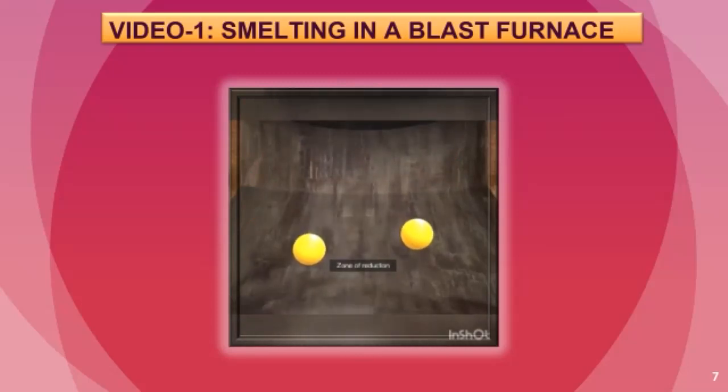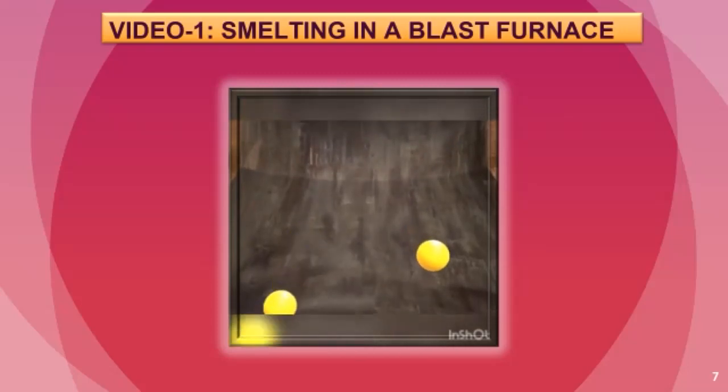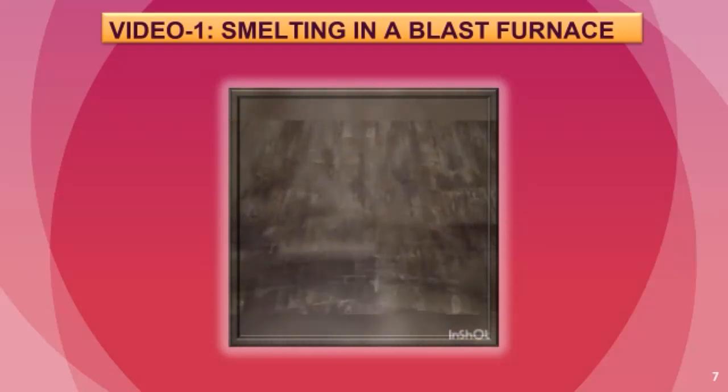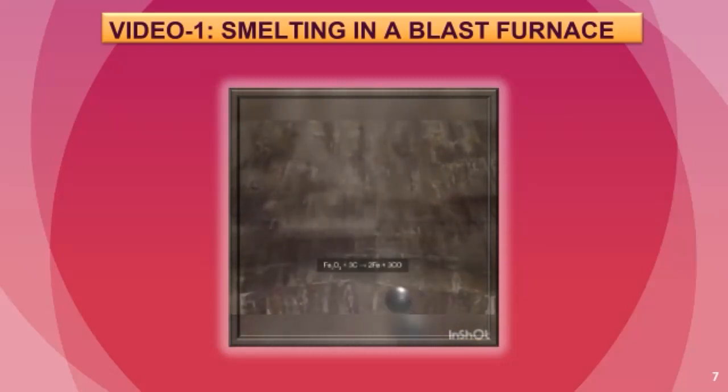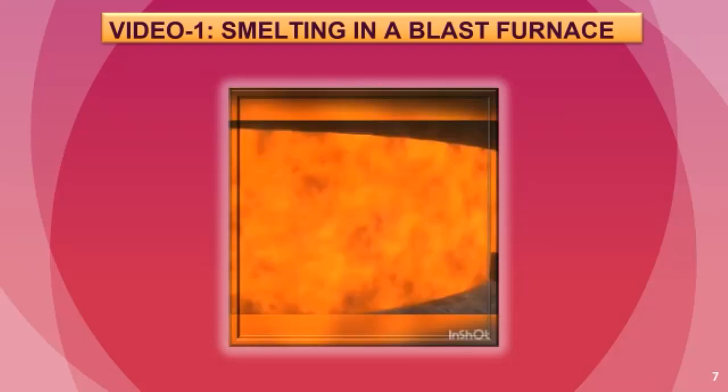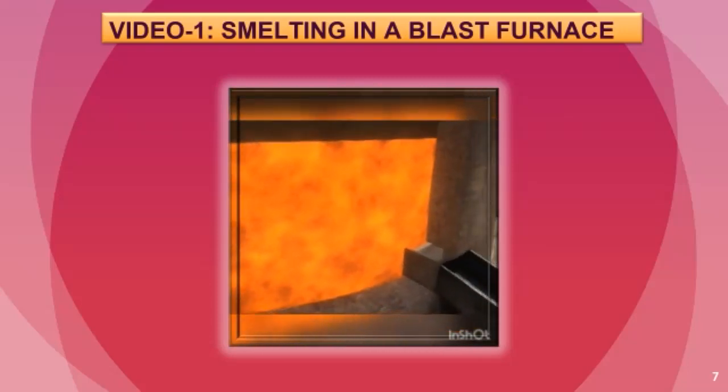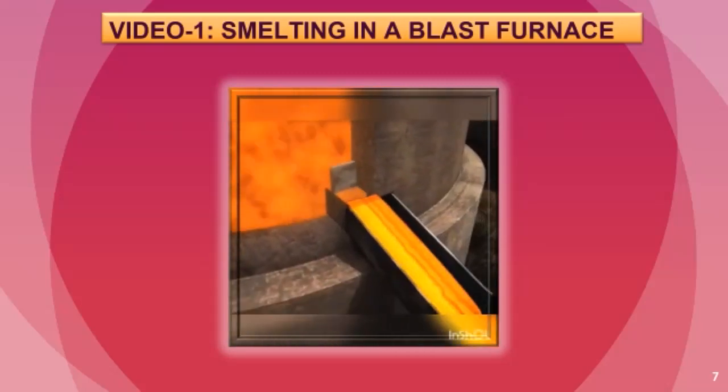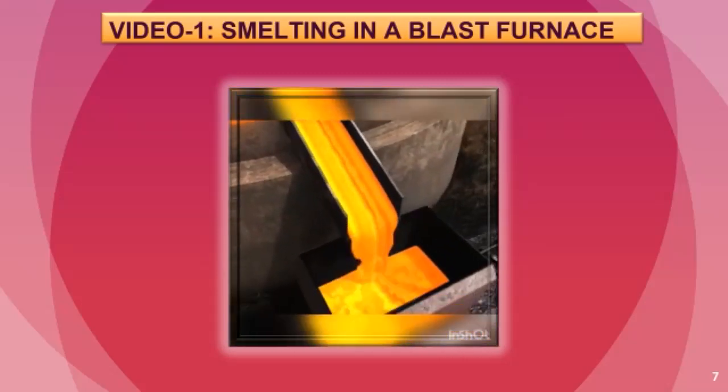As the iron descends down through the hotter regions of the furnace, it melts. Lower down the furnace, where the temperature is high, any unreduced ore is reduced directly by carbon. The molten iron collects at the bottom of the furnace and is tapped periodically. It is poured into sand molds and allowed to cool.